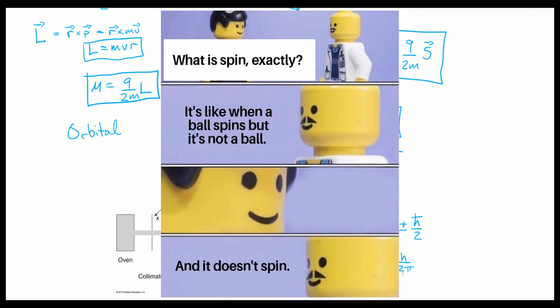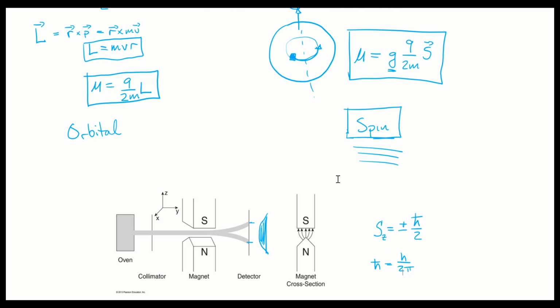But anyway, next video, we'll go through some experiments built off this Stern-Gerlach setup and start to get into how quantum mechanics will deal with all this.